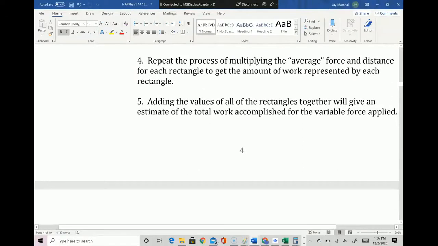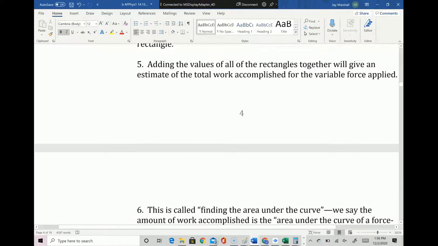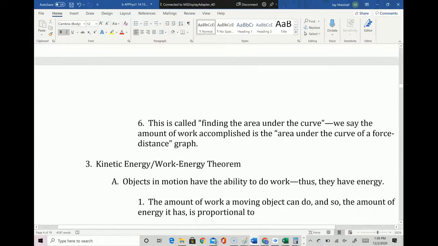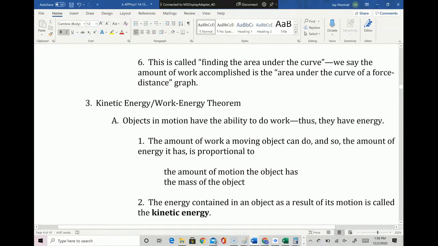Repeat the process of multiplying the average force and distance for each rectangle to get the amount of work represented by each rectangle. Adding the values of all the rectangles will give you the estimate of the total work. This is called finding the area under the curve. We say that the amount of work accomplished is the area under the curve of a force distance diagram.